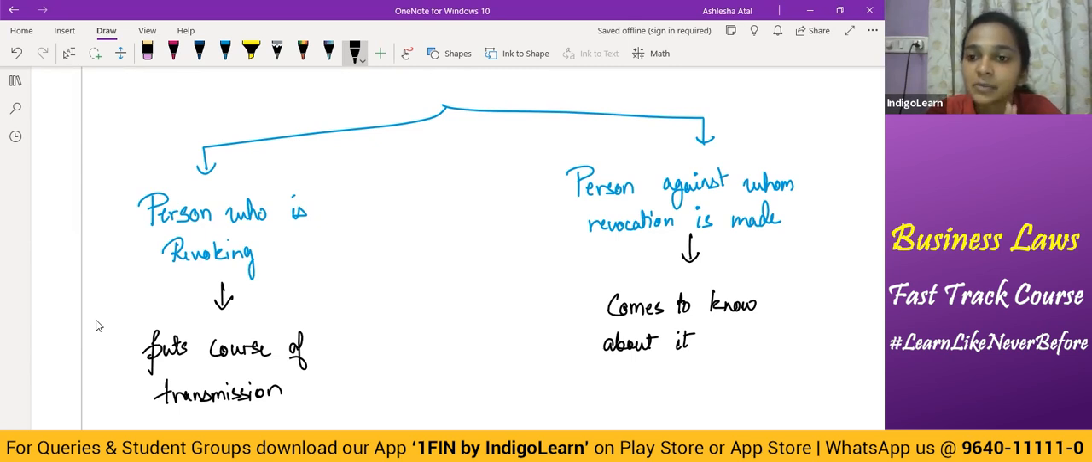Did you all understand about the communication of revocation? Yes, ma'am. Of offer and acceptance, this is again a very important point. This is a place where most of the students get confused a lot of times because of these different time spans of completion of communication. So let me know, have you all understood it very clearly? Yes, ma'am.